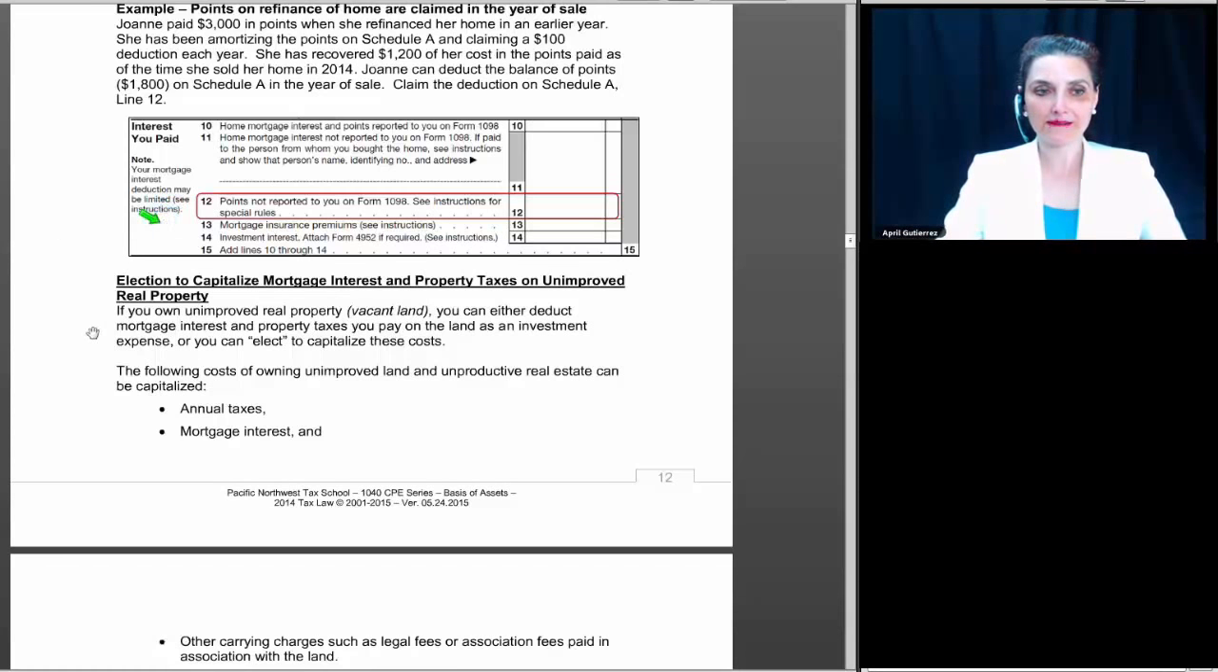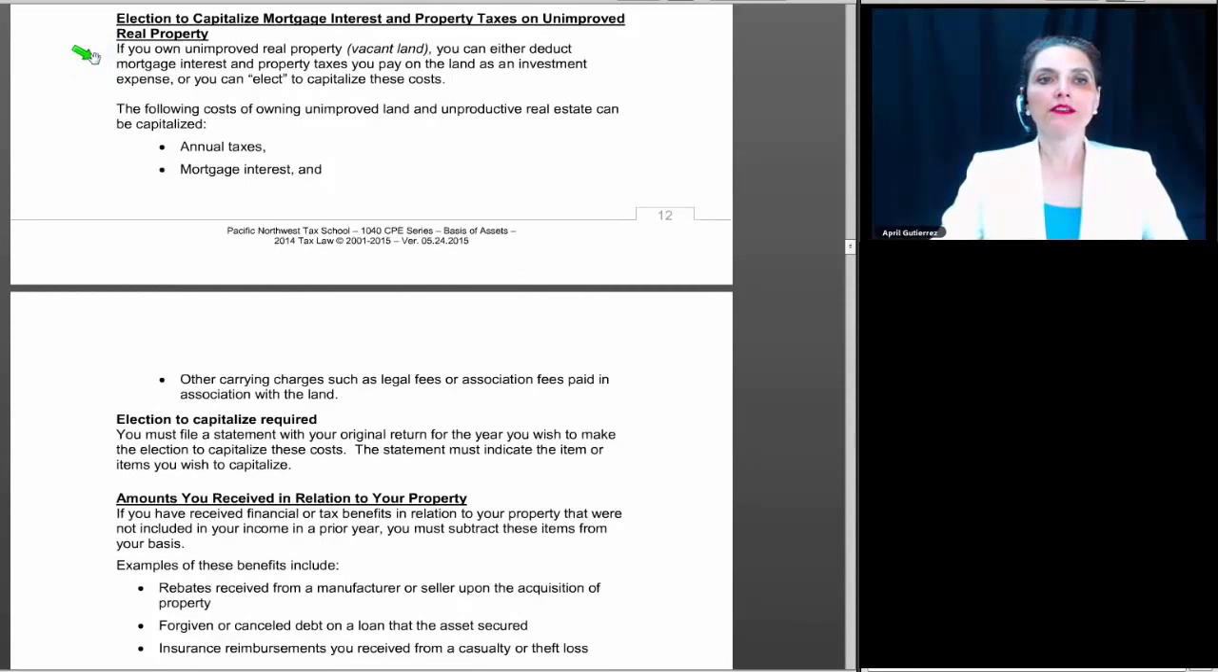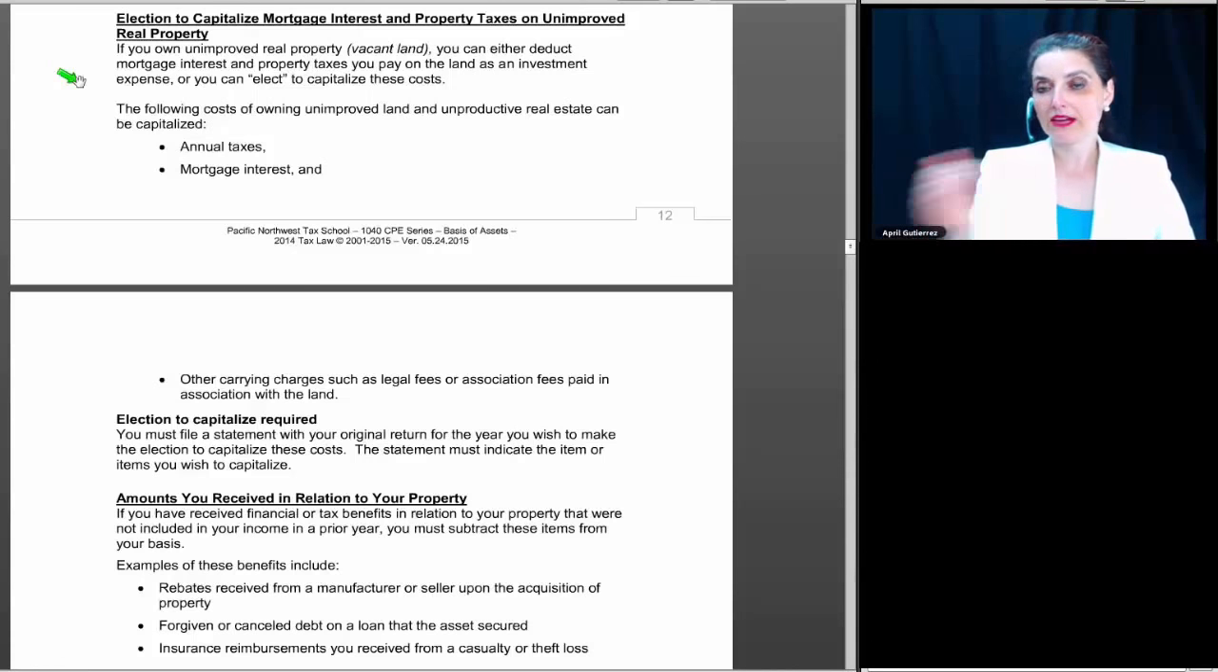Election to capitalize mortgage interest and property taxes on unimproved real property. If you owned unimproved real property, also known as vacant land, you can either deduct mortgage interest and property taxes that you pay on the land as an investment expense, or you can elect to capitalize these costs. And of course, if you deduct taxes and interest, they can go onto the Schedule A. There's a line where you can claim a deduction for taxes paid, and you can also claim a deduction for investment interest paid, but there are limits, especially on the mortgage interest, how much you can deduct as investment interest.